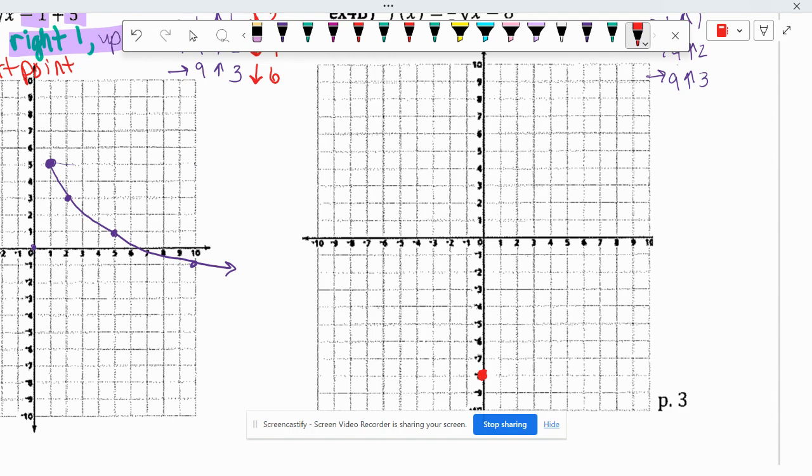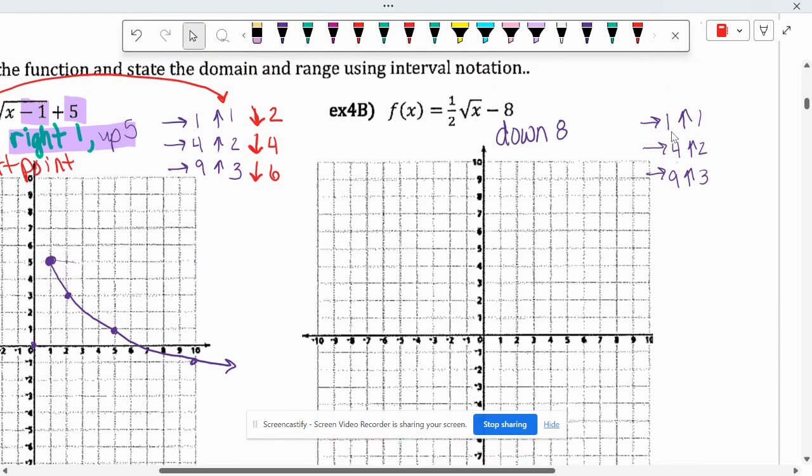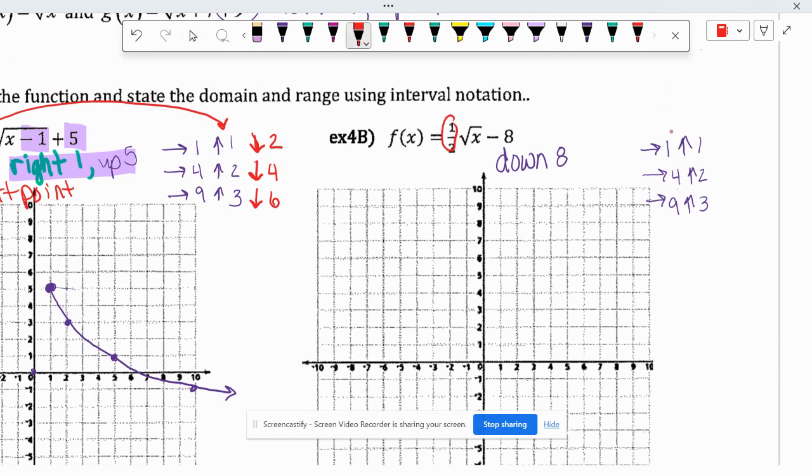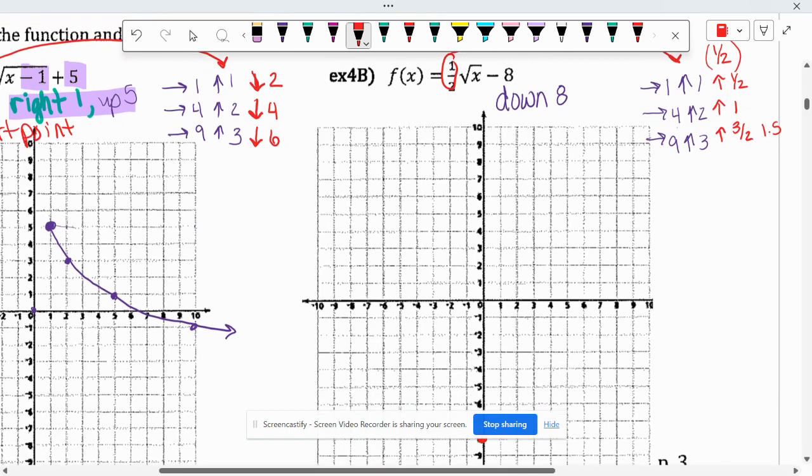Let's look at what happens to the A value. What does the A value do to our function? Well, that means that I have to take all of these numbers and multiply them by 1/2. So instead of moving up 1, I'm going to move up how much? 1/2. Instead of moving up 2, I'm going to move up how much? 1. And instead of moving up 3, I'm going to move up how much? 3/2 or 1.5. So let's graph this.